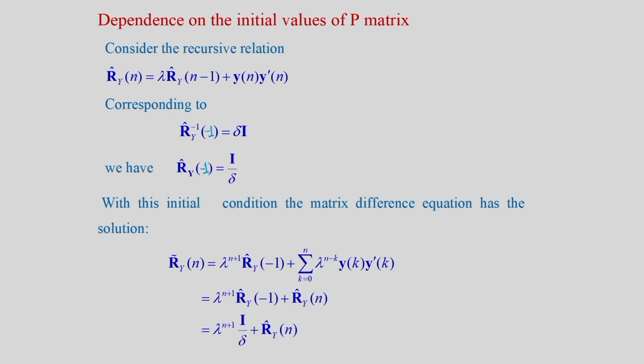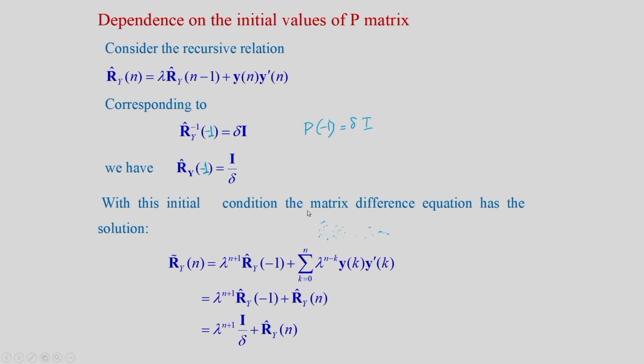That is, P of minus 1 is equal to delta into identity matrix. So, corresponding to Ry hat inverse at point minus 1 is equal to delta I, we have, so the inverse is delta I, so Ry hat at point minus 1 will be I by delta.